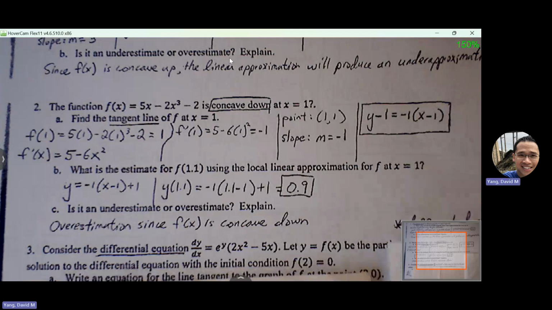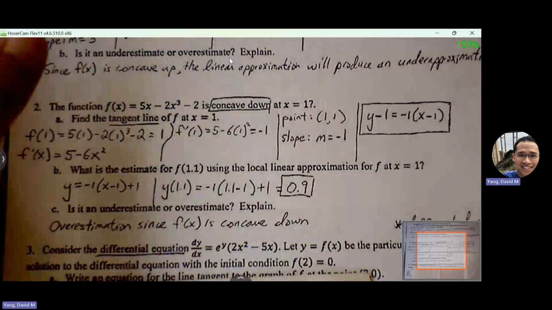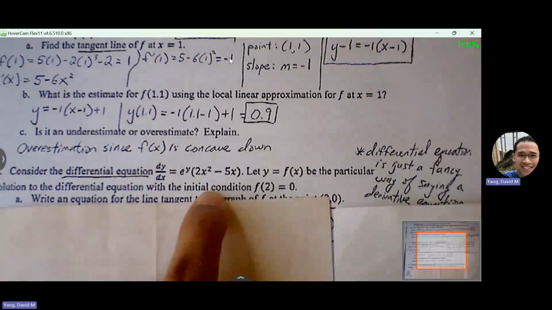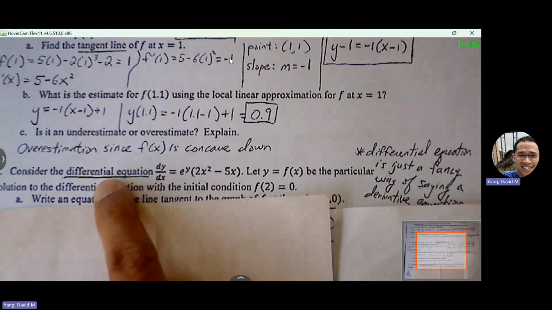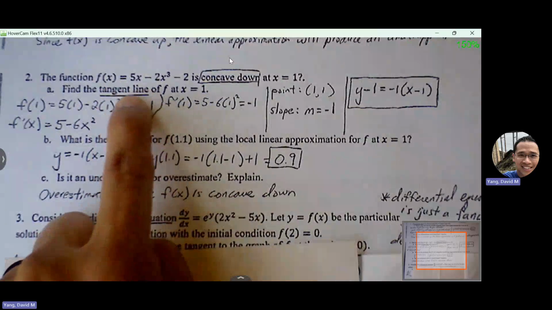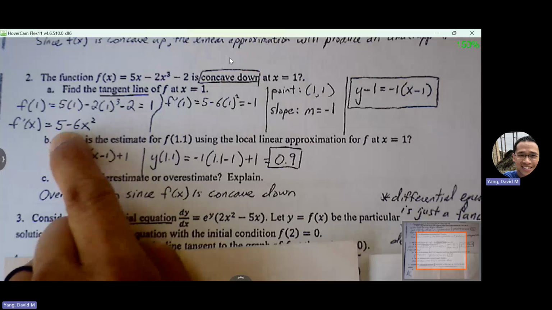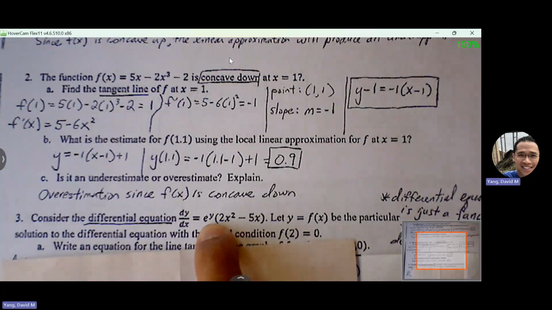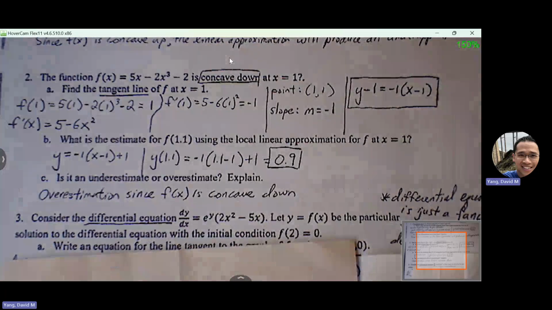Okay, number three. Number three says, consider the differential equation dy/dx equals e to the y times (2x squared minus 5x). I know this sounds complicated. Differential equation, what is that? That's just a derivative formula, right? It's like this f prime of x equals 5 minus 6x squared. It does the same thing. You give it information, in return it gets you slope. It just looks more complicated because it may have y's and x's in it. But it's the same idea. You give it information, it'll give you the slope. It's just a derivative equation.